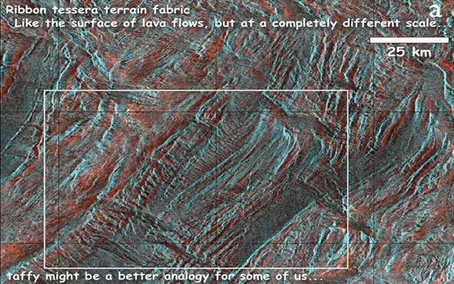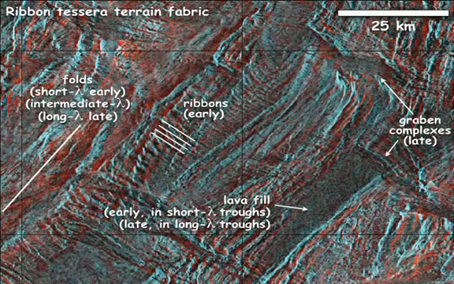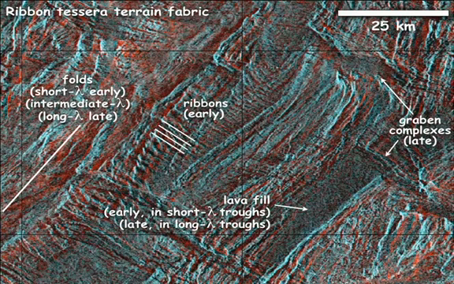We zoom in here, and again, folds of this orientation and ribbon structures perpendicular to that. There's that late lava fill, but we can work out the formation of those graben complexes. What we see is that contractional structures are at this orientation, and extensional structures, the graben complexes and the ribbon structures, which are extensional, are perpendicular to them. Notice, orthogonal. We see that extremely consistently across the Ribbon-tessera terrain.